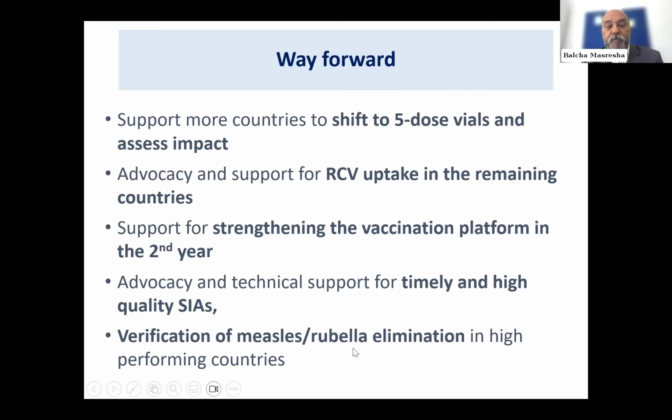Finally, for the high-performing countries, and we still have a number of them in our region, we have a process for verifying measles and rubella elimination, and the process has started. The Regional Commission for Verification will be meeting in the next couple of months to review the application from 4 countries, and we are very confident that at least these 4 countries will be verified for having eliminated measles and rubella, which would be the first 4 for the African region.